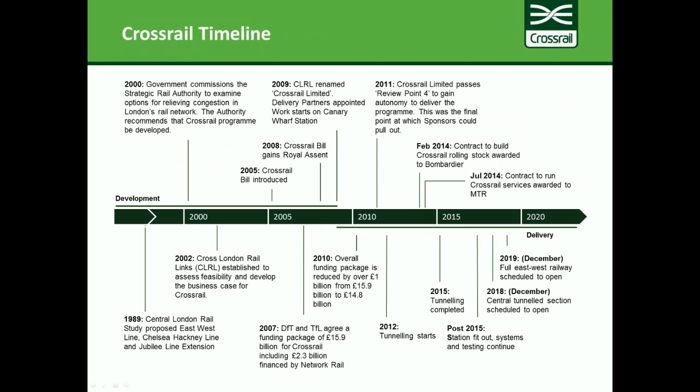I've put a timeline here of the program, and it really goes to show how long major projects like Crossrail are in their planning and development. Crossrail was first talked about in 1989 when the Central London Rail Study proposed 3 different lines: the Crossrail, which was the east-west line, the Chelsea-Hackney line, which is now being proposed as Crossrail 2, and the Jubilee Line extension, which London Underground completed around 2000.